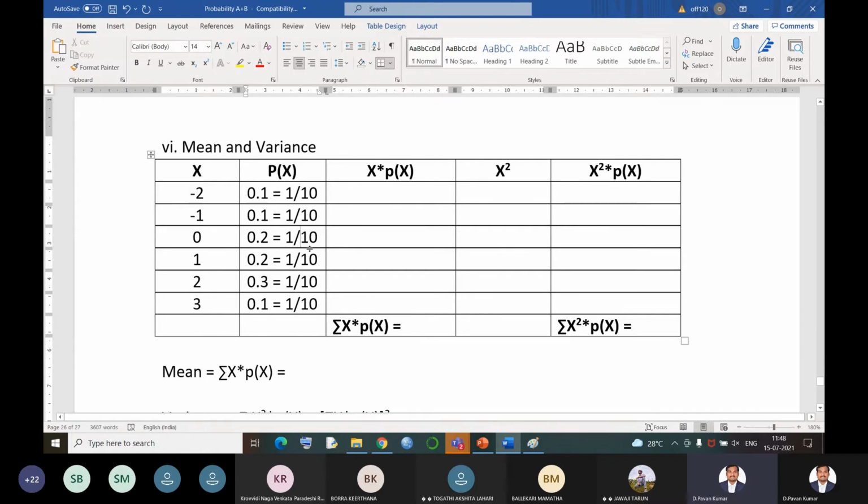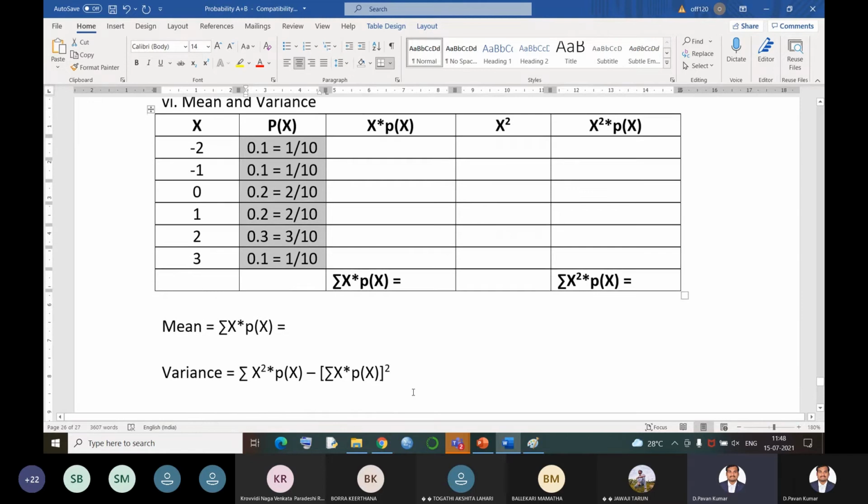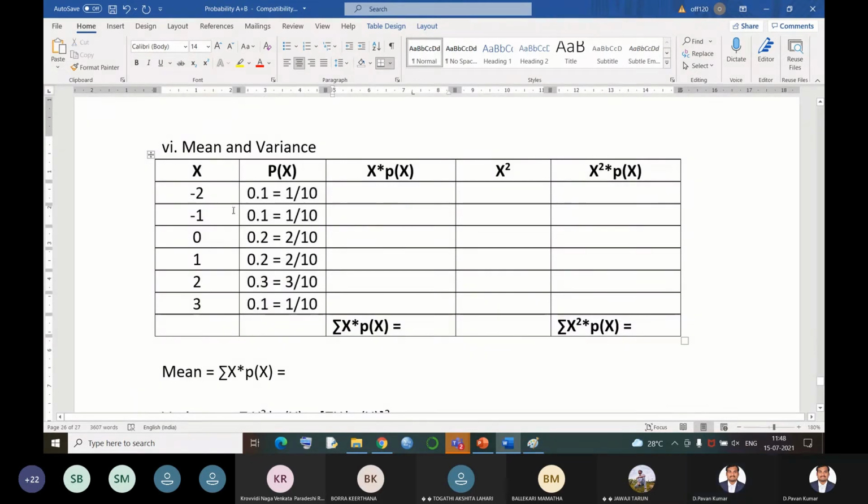Okay. Now this can be written as 2/10, 2/10, and 3/10. Though you add all these numerators, it will be equal to 10. 10 divided by 10 is equal to 1. So let us find out first mean value. Mean, what is that? X into p of x. So -2 into 1/10 is -2/10. Next, -1/10. 0 into something is 0.